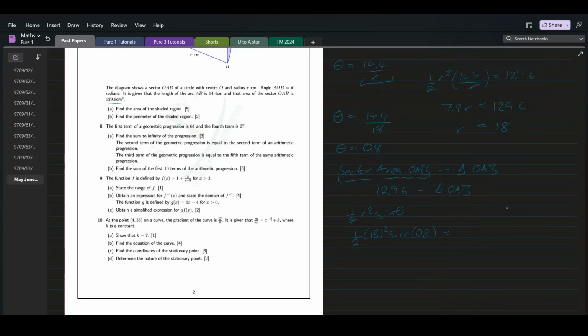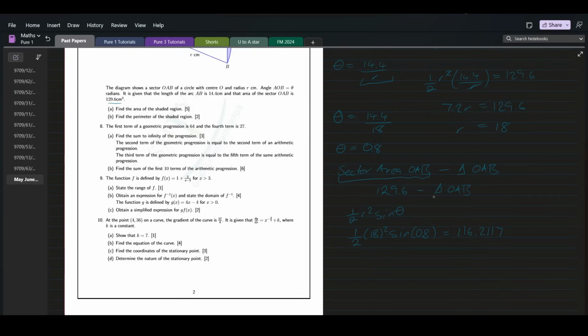1 over 2, make sure you're in radians. 1 over 2 times 18 squared times sine 0.8, and this gives us 116.2117. That's correct to 4 decimal places.